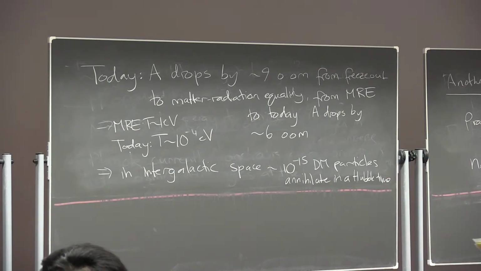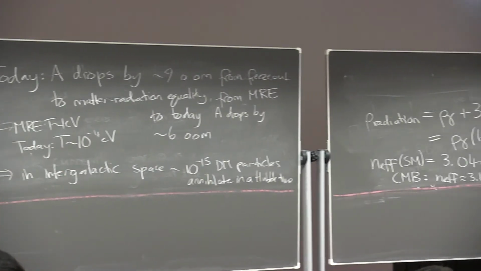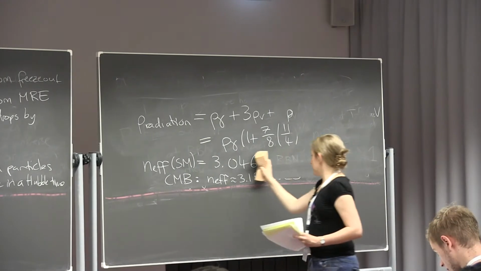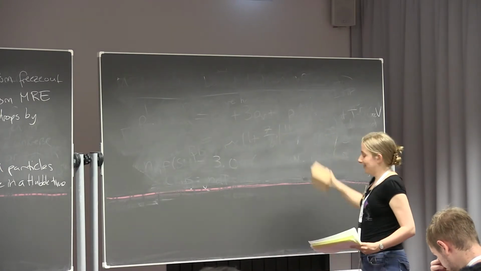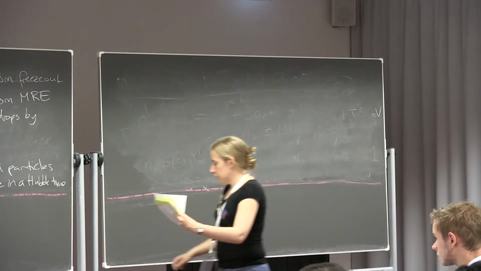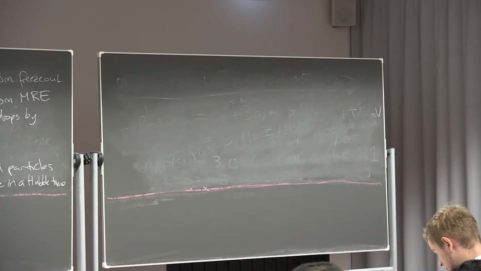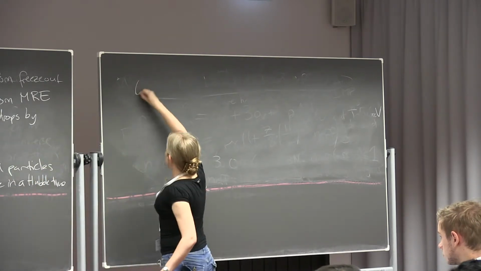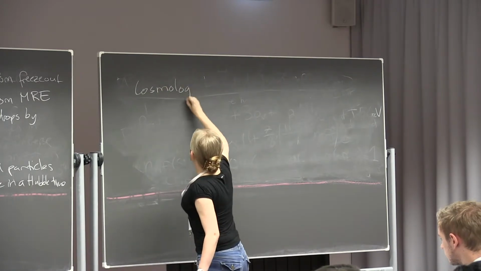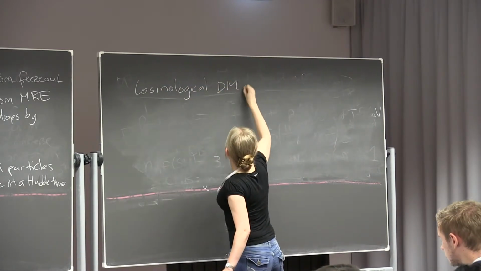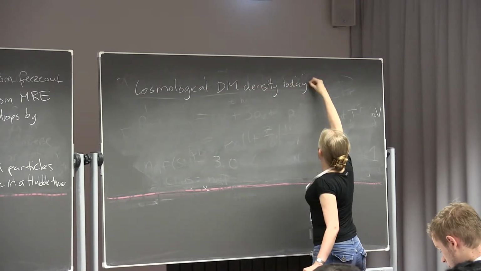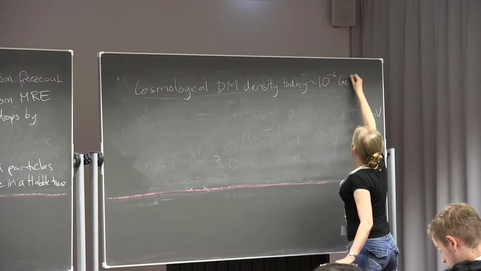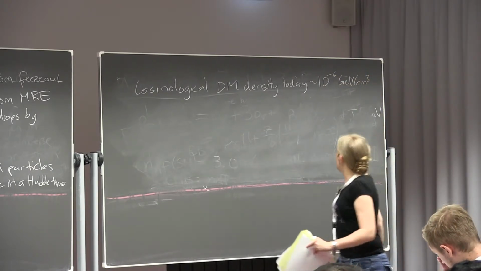And that is a pretty low rate. That is hard to see. But we know that in the present day, our targets for dark matter searches are not just the intergalactic medium. We can look at objects like Virgo or our galaxy. And so just to check consistency with our previous result, the cosmological DM density today is about 10 to the minus 6 GeV per cubic centimeter.